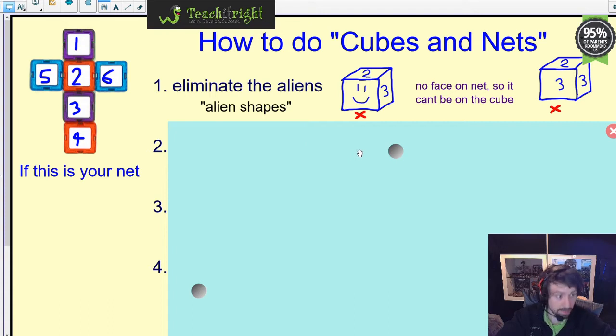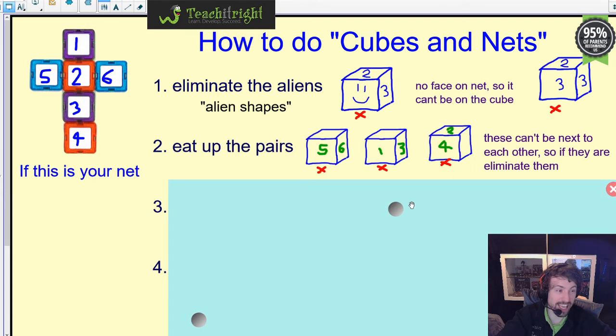This is the easiest. This should take no time. The next one to look for, again in my opinion, is the next easiest, and quite often between just steps 1 and 2, that will sometimes be sufficient to enable you to eliminate enough options so there's only one left. And step 2 is to look for pairs. So I say eat up the pears. That's just a fun way of remembering it. Of course, I don't mean pears the fruit. What I actually mean are the pairs on the net that can't be next to each other.